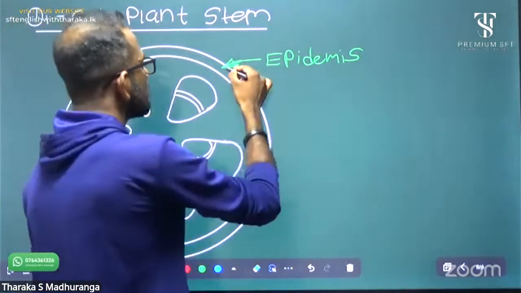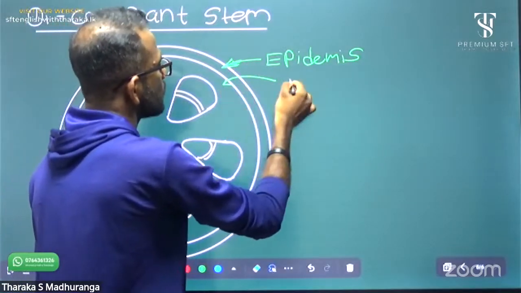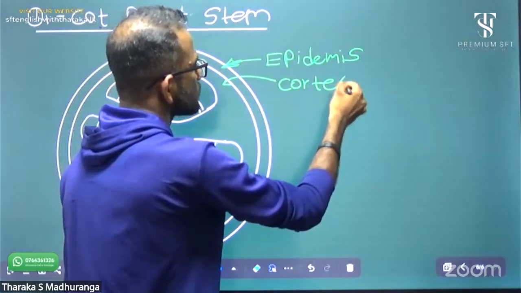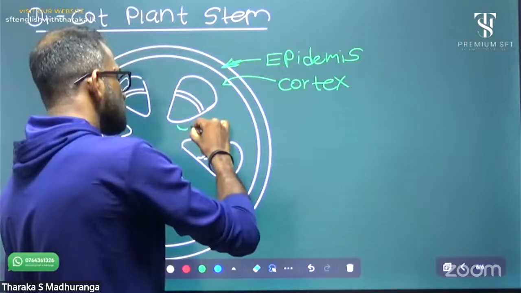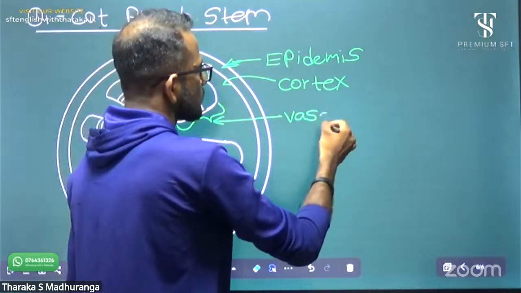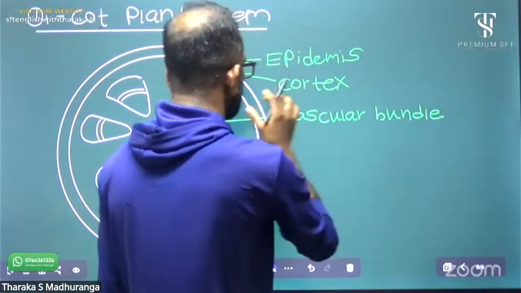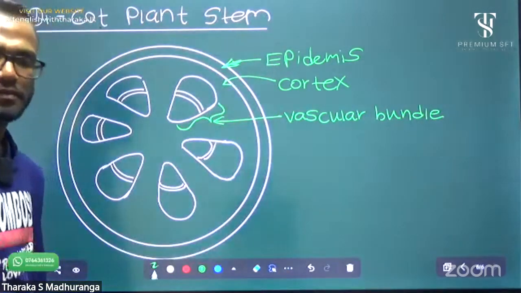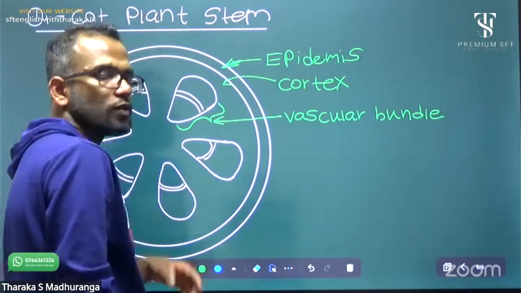Inside the epidermis, we call that the cortex. Clearly label. And one of these bundles we call a vascular bundle. There are 6 vascular bundles.